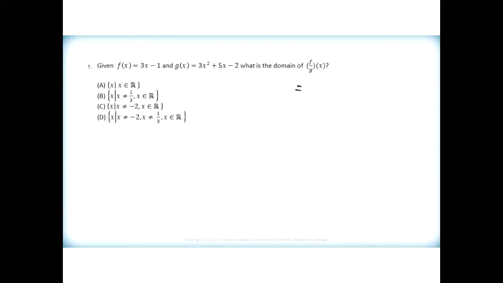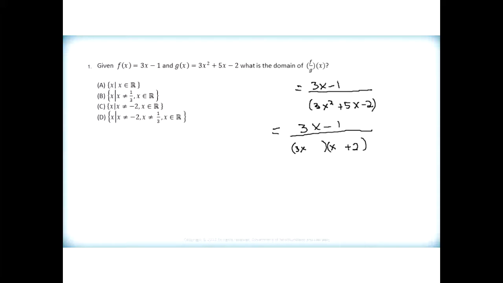So f divided by g is going to be 3x minus 1 divided by 3x squared plus 5x minus 2, which we can factor. So we have 3x minus 1 over, and now I want the factors of 3x squared plus 5x minus 2. So I know I have to start with 3x and x, and I have to have two factors that give me a minus 2 on the end.